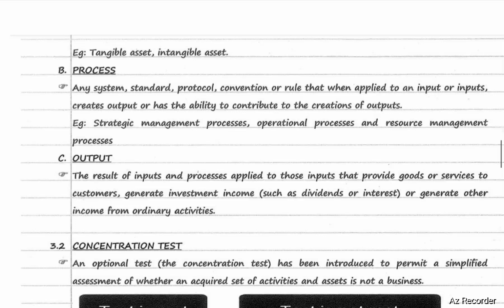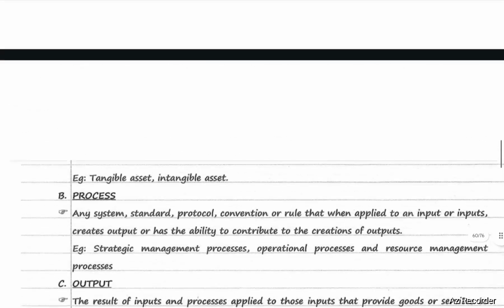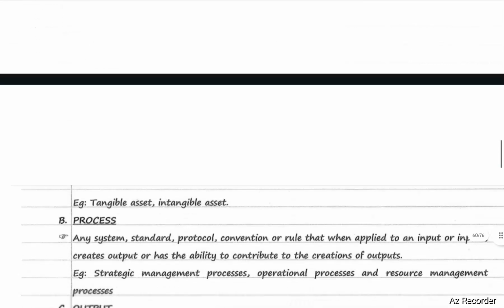Third element of business is output. The results of inputs and processes applied to those inputs that provide goods or services to customers, generate investment income such as dividends or interest, or generate other income from ordinary activities is output. So there are three elements of a business: input, process, output.